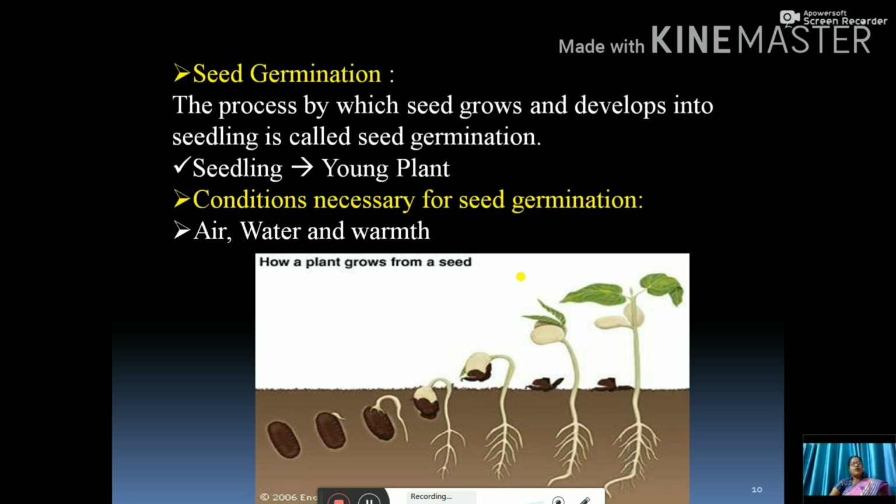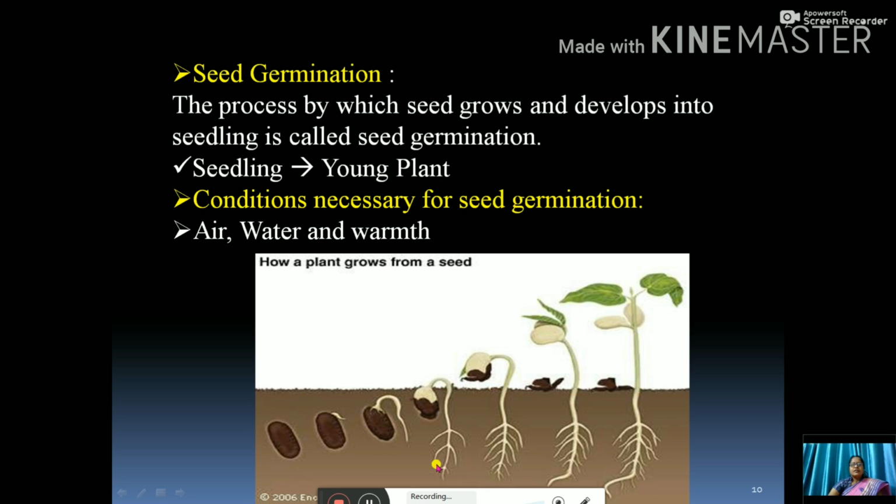Next, your topic is seed germination. Very clear. What is this? A seed grows and develops into a seedling; this is called seed germination. You have just seen the picture of a seedling. What is the meaning of seedling? That is a young plant. You see here the seed developing in this layer of soil.